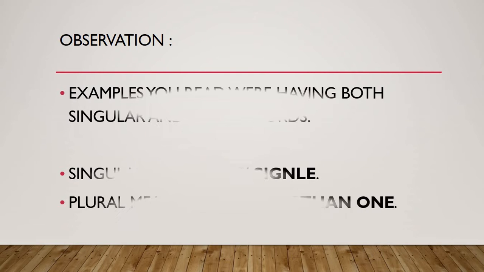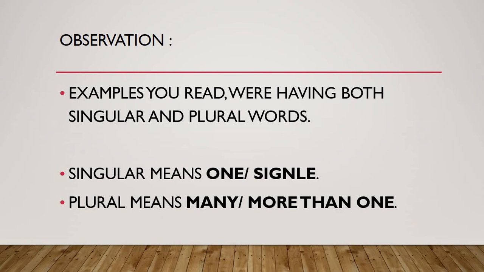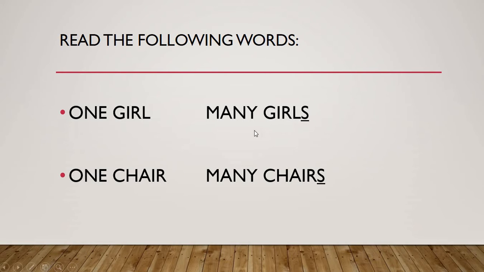So, observation: what did you observe from these words? The examples you read had both singular and plural words. Singular means one or single, plural means many or more than one. Let's see the examples again. Can you see singular, one girl? That means only single, one. The plural of girl is girls, so many girls. If there is more than one girl, you say girls. You just add s after it. I have underlined the s.